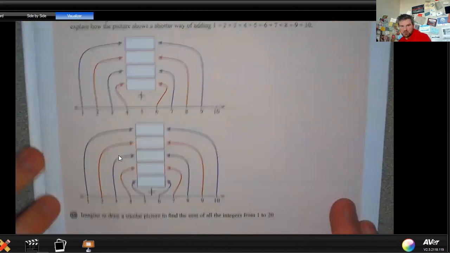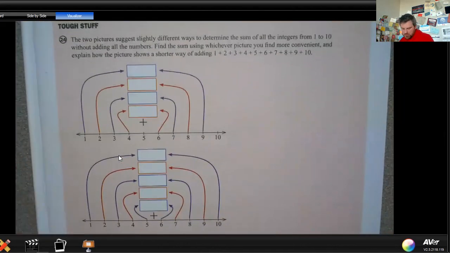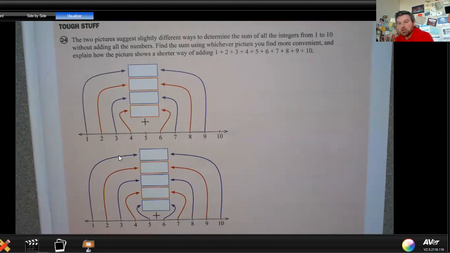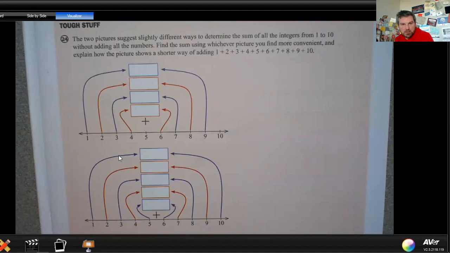Okay, the tough stuff. Now this is really making us think here. It says the 2 pictures suggest slightly different ways to determine the sum of all the integers from 1 to 10 without adding all the numbers. Find the sum using whichever picture you find more convenient and explain how the picture shows a shorter way of adding 1 plus 2 plus 3 plus 4 plus 5 plus 6 plus 7 plus 8 plus 9 plus 10.